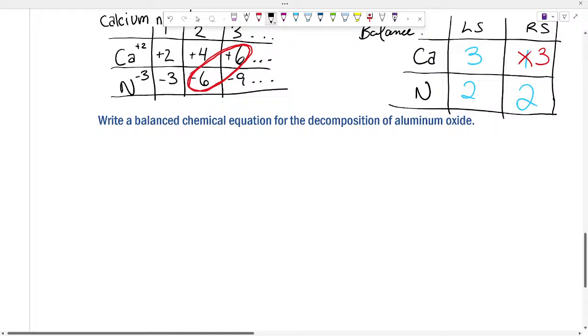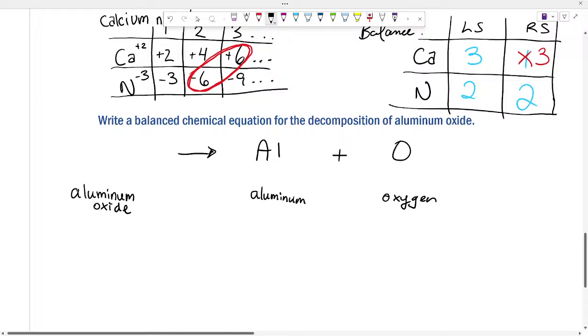Here's the nice thing: if we write it in words, aluminum oxide, which we'll need to figure out the formula of, when it breaks down, what's it going to form? We already know this. Aluminum and oxygen. And do we know the formula for aluminum? Al. And do we know the formula for oxygen? O2. So the only formula you need to figure out is that one. And then you'll need to balance it. Figure out that formula, balance it, you're good to go. I'll be back in 2.